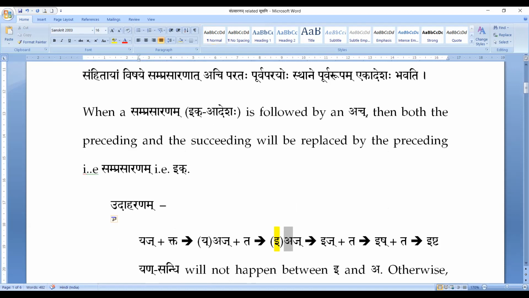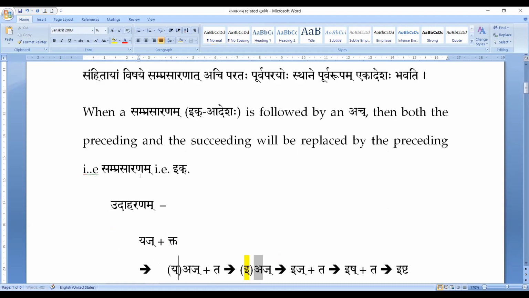Yaj plus Ta pratyaya. What will happen? Ta pratyaya is a Kit pratyaya. I'm giving a Ktanta example. This is a Kit pratyaya. When a Kit pratyaya follows, Yaj will undergo Samprasaranam. There is a sutra, Vachisvapi yajadinam kiti, which ordains Samprasaranam for Yaj dhatu. That we will see later, don't worry about that. Know this much: Yaj dhatu, when followed by a Kit pratyaya, will undergo Samprasaranam.